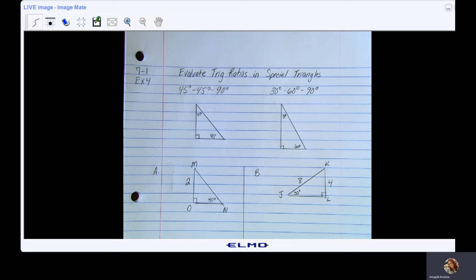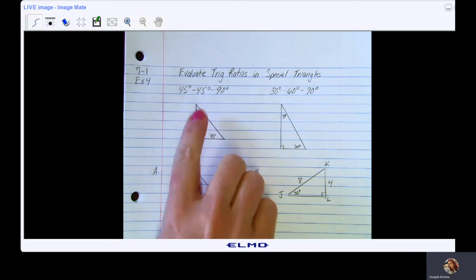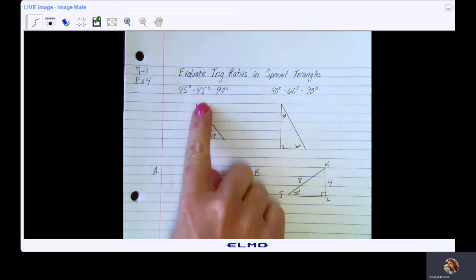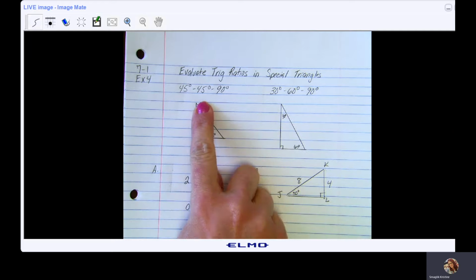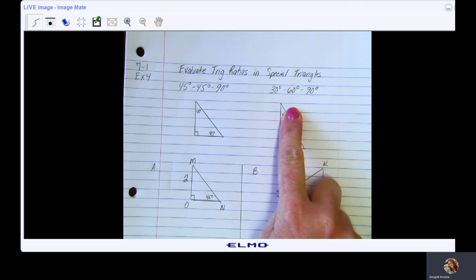We are going to evaluate trig ratios in special triangles. This is coming from topic 7.1, example 4. So you might remember from geometry, we have special right triangles. We have a 45, 45, 90-degree triangle and a 30, 60, 90-degree right triangle, and they have special characteristics. We've got ratios that are always constant.